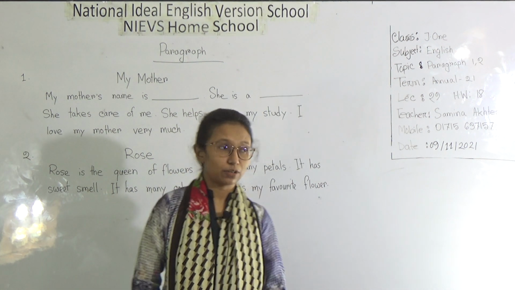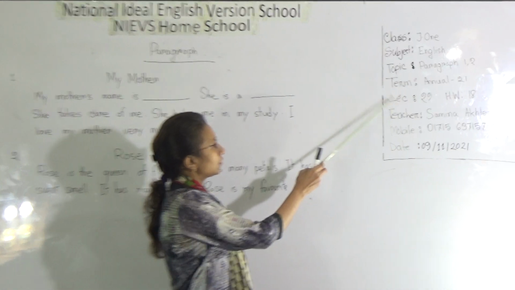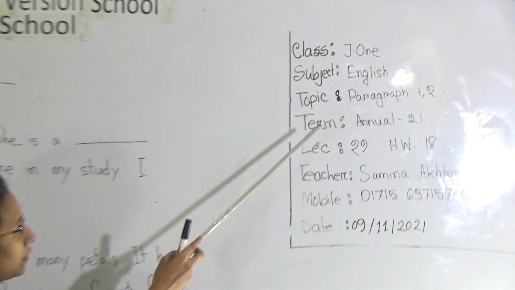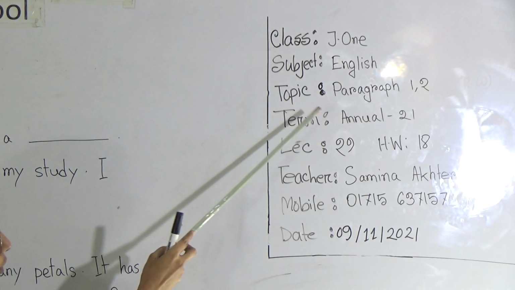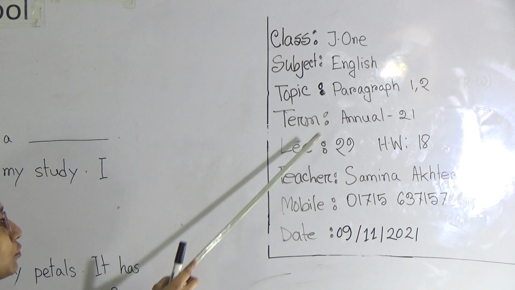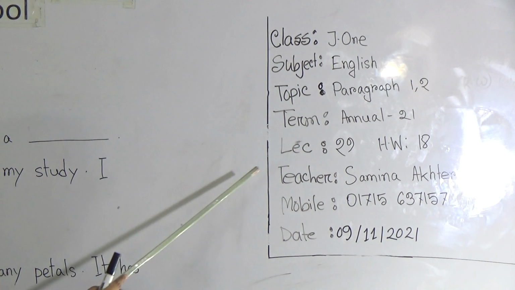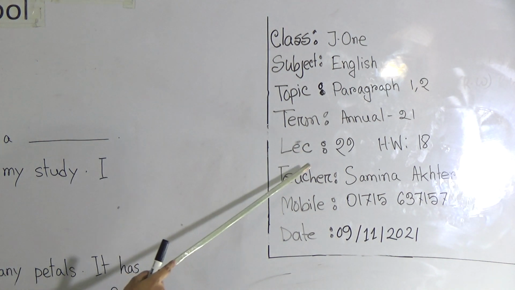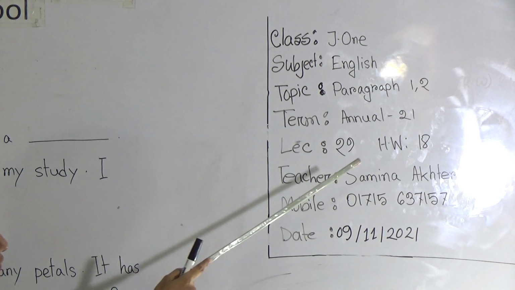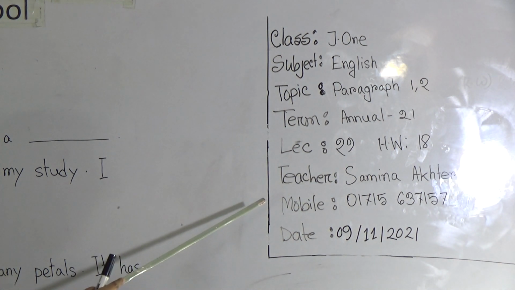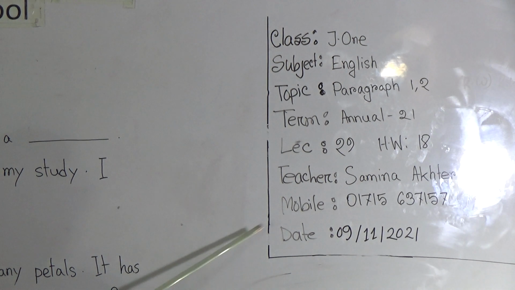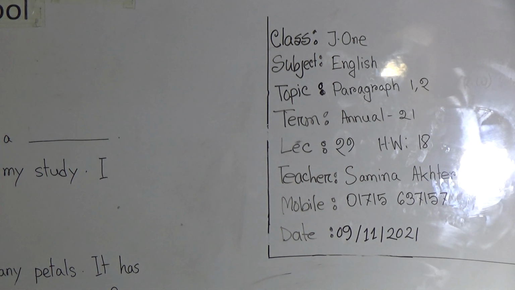So let's see our topic today. Our subject is English and the topic is paragraph 1 and 2. This is lecture number 29 and you have to do this as HW also. Here is my mobile number given, and let's start our lesson now, dear students.